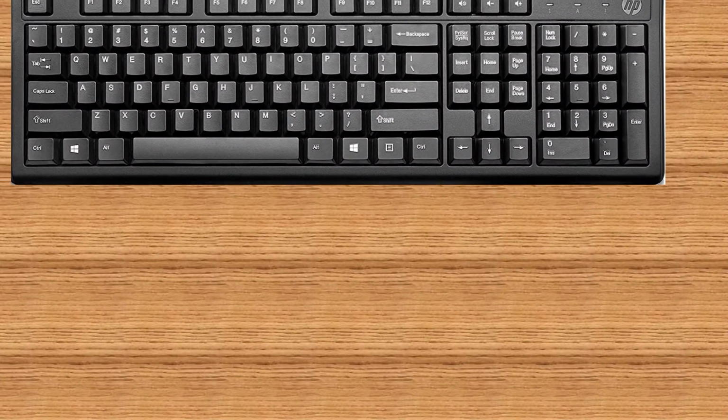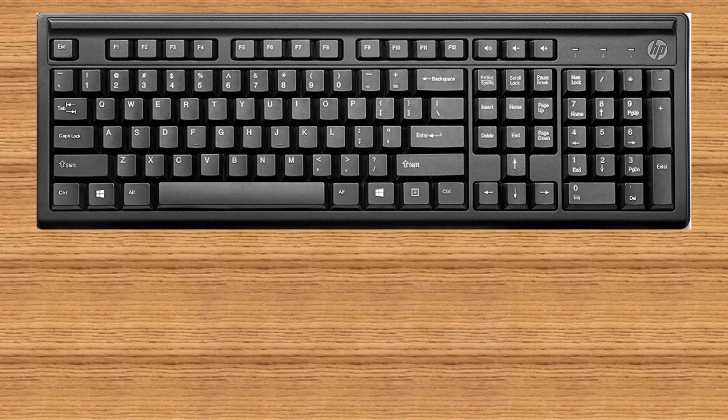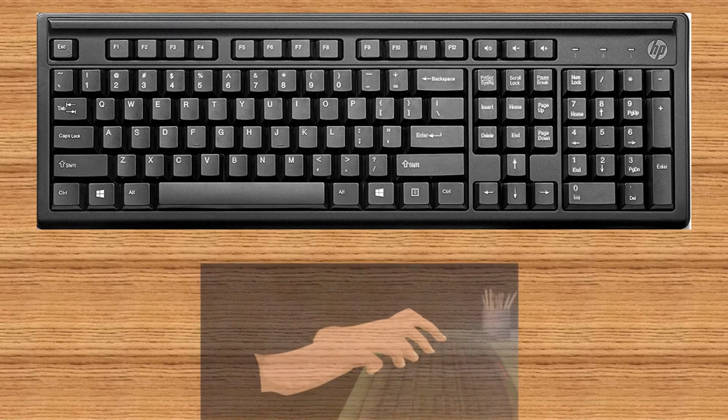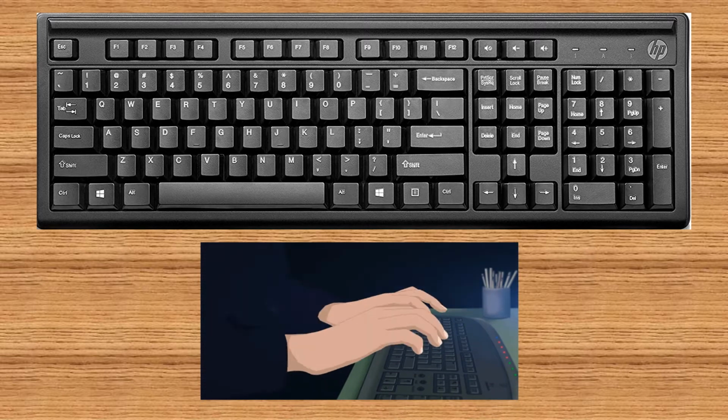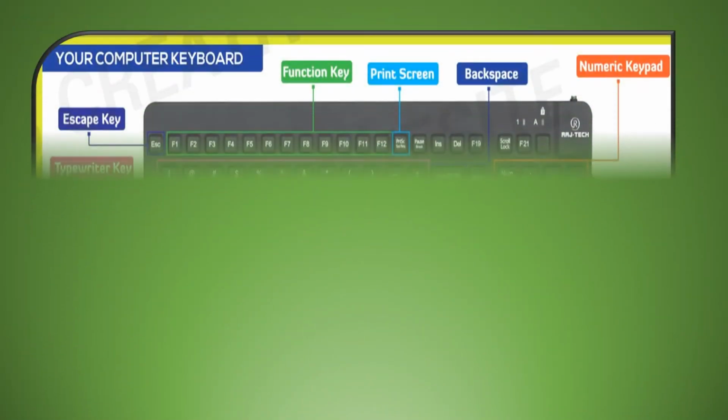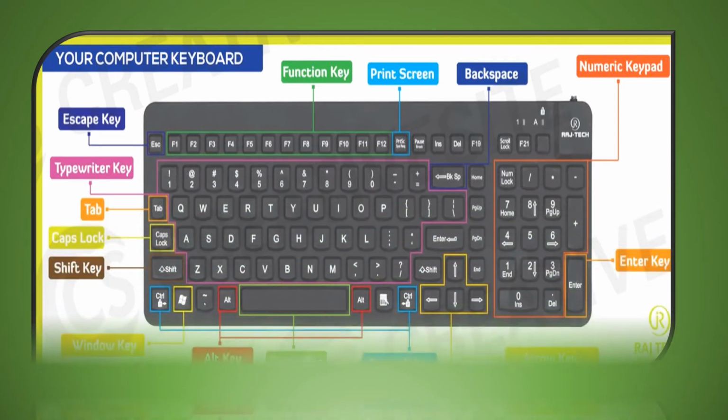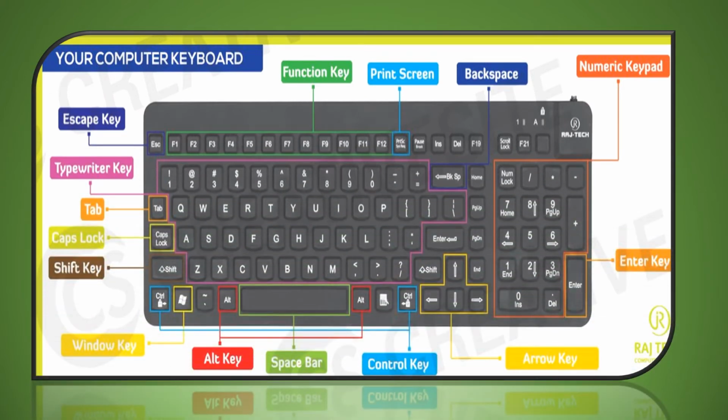Input device: Keyboard. The keyboard is one of the most important input devices. It is used for typing words and numbers in the computer. Some of the major keys on the keyboard include caps lock key, enter key, arrow key, backspace key, delete key and shift key. Mentioned on the next page are the keys on the keyboard and their functions.